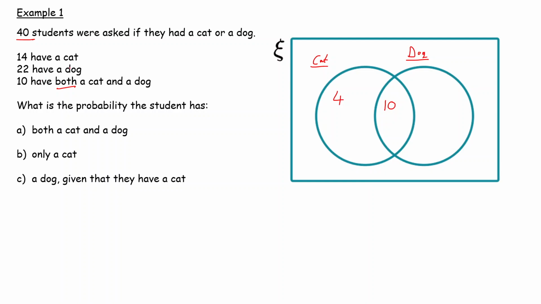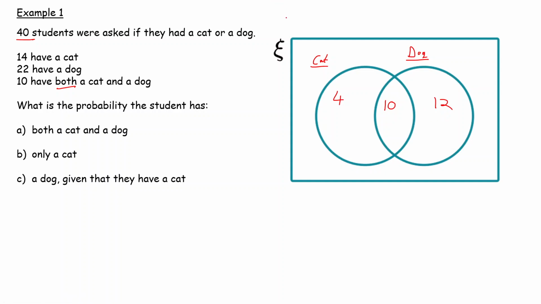And then similarly with dog, you've got 22 in total, so that includes the intersection part here. So 22 in total own a dog. So just to get this part here, we've got to do 22 take away 10, which is equal to 12. Because then 10 add 12 is 22, and 10 add 4 is equal to 14. Then 4 add 10 is 14, add 12 is equal to 26.